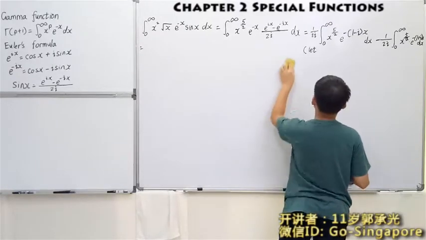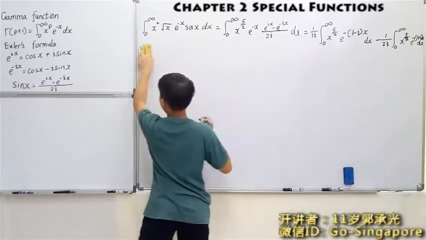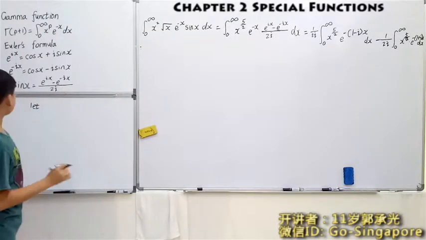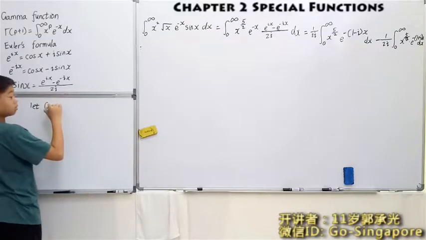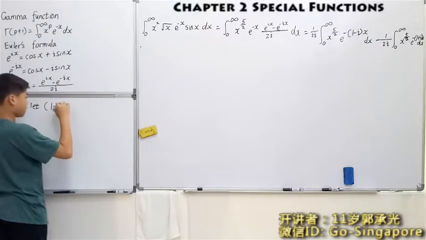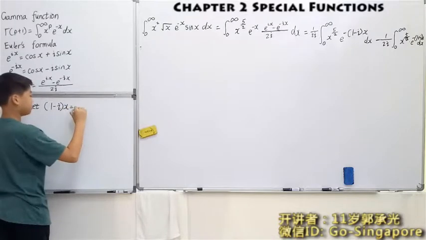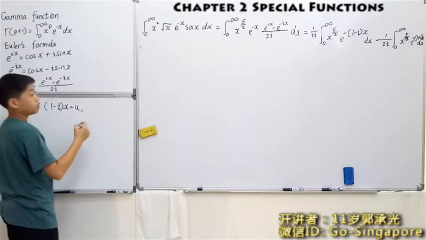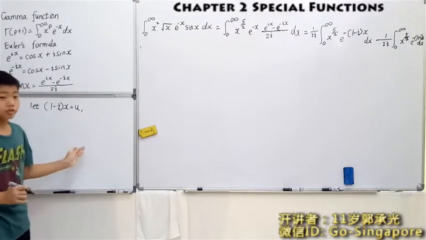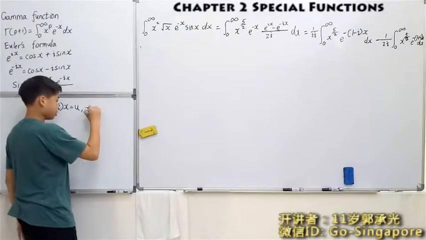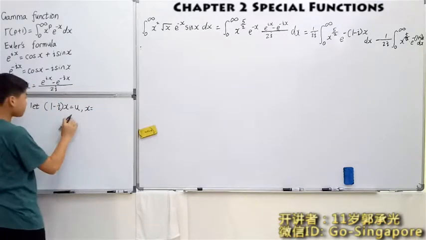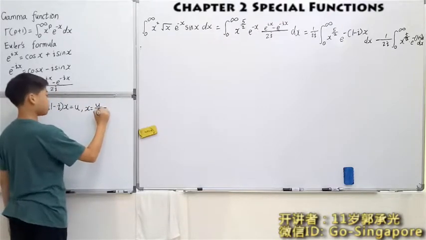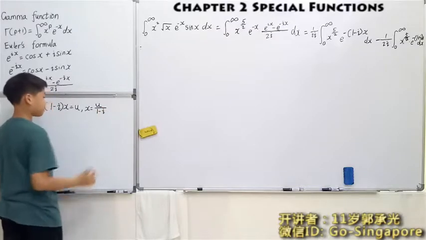This might not be enough space, so I'll just write it in front, at the side. So let (1 minus i) times x be equal to u. But because we have the x to the power of 5 over 2 in front, we'll need to know what x is. Just divide, x is u over 1 minus i.